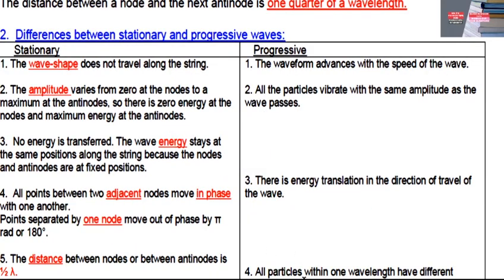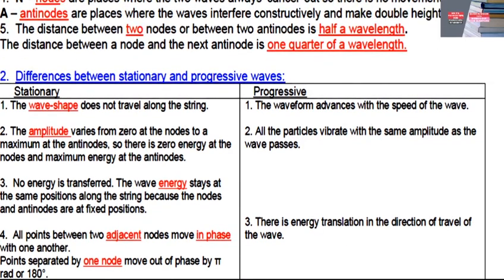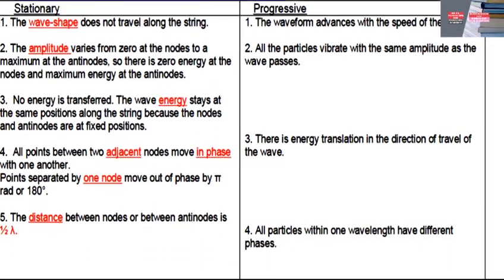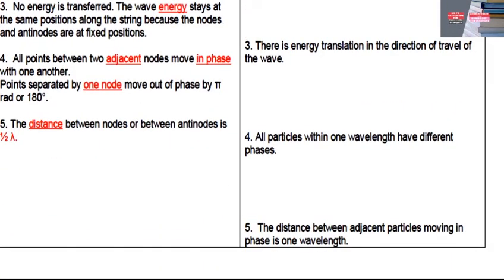Now, in progressive waves, all particles within one wavelength have different phases. As you remember, the formula for finding the phase difference, we said 2 pi x over lambda, so which means every point will be a different phase with the other. So as long as you can calculate the distance x and then divide by the wavelength, multiply by 2 pi to get it to radians, you get the phase difference for each particular point between 2 points. So that's a difference with the stationary wave.